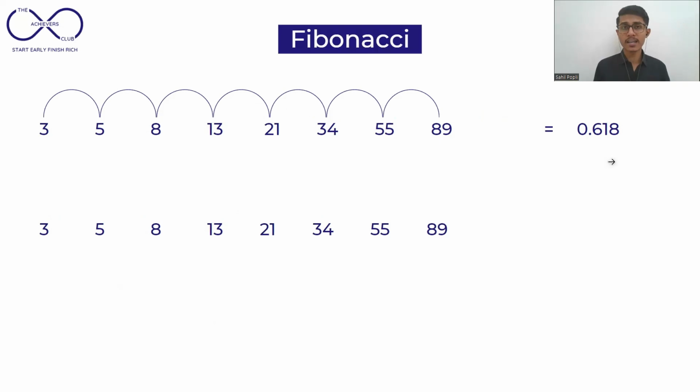Similarly, if we take the same Fibonacci series but divide alternate numbers, that is, we divide 3 by 8, 8 by 21, 21 by 55, and so on.